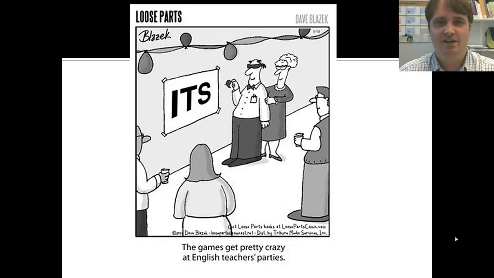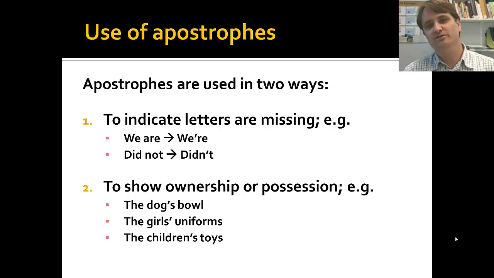Now, finally, apostrophes. Now, this is getting exciting. The games that get pretty crazy at English teachers' parties. So the use of apostrophes. Apostrophes are used in 2 ways. To indicate letters are missing, so we are becomes we're, did not becomes didn't, and to show ownership or possession. So the dog's bowl, the girls' uniforms, the children's toys.